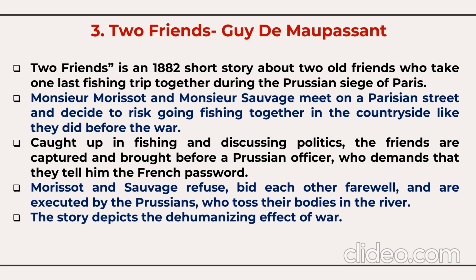The friends are captured and brought before the Prussian officer, who demands that they tell the French password. Morisot and Sauvage refuse and they bid each other farewell. They are executed by the Prussians, who toss the bodies in the river. So they are killed by the Prussians, they are shot, and the bodies are thrown into the river. The story depicts the dehumanizing effects of war.